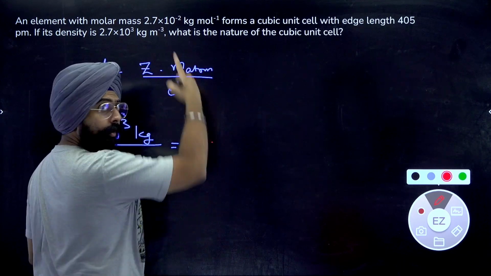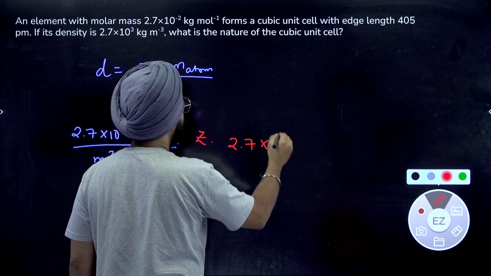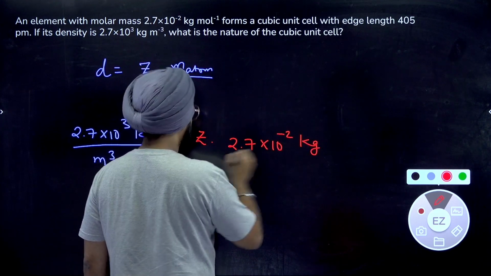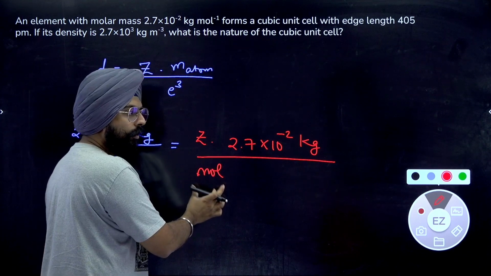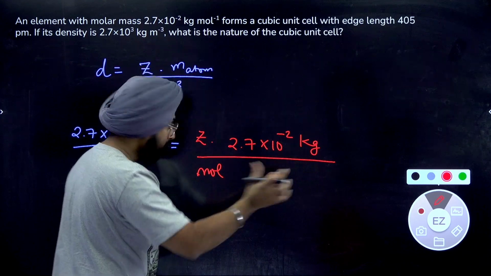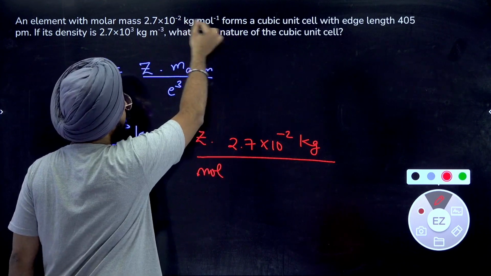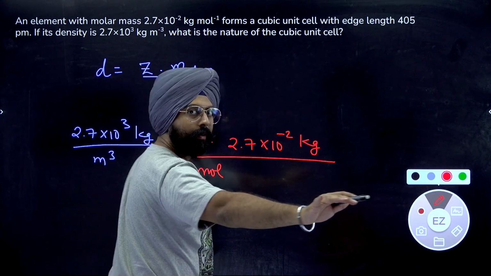Mass of 1 atom, it's given to us as 2.7 into 10 to the power minus 2 kilograms per mole. Please don't forget this. What is this mole? This mole is basically 6.022 into 10 to the power 23 atoms. Don't forget this. It's given in the unit kilogram per mole. Always take care of the unit, and your answer will be correct.